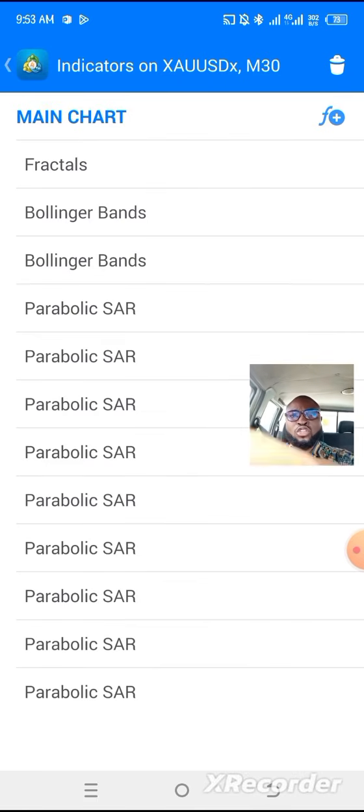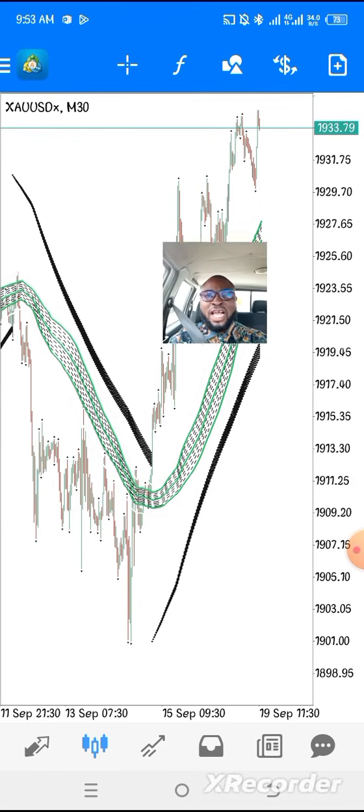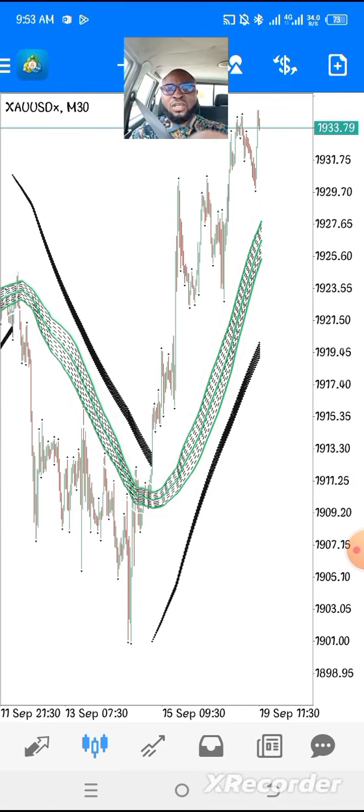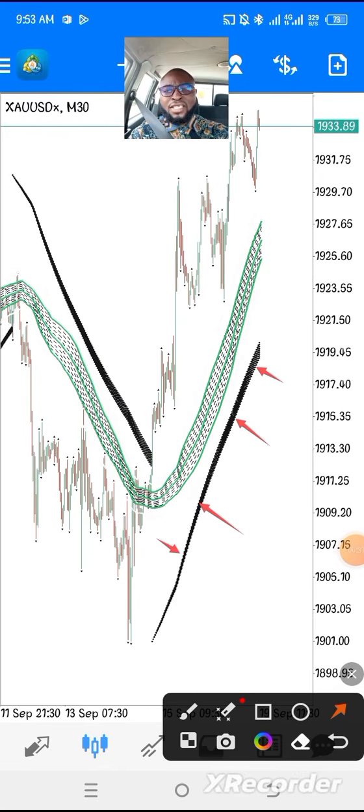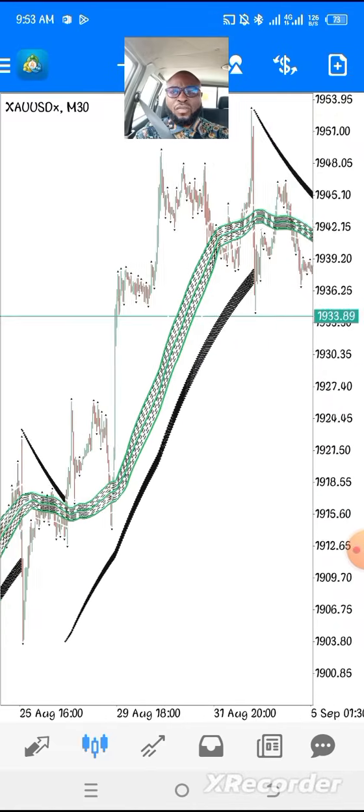Now you go back to your chart. It will look like this, guys. This is your parabolic SAR. The black line on your chart is your parabolic SAR. As you can see, these are parabolic SAR.